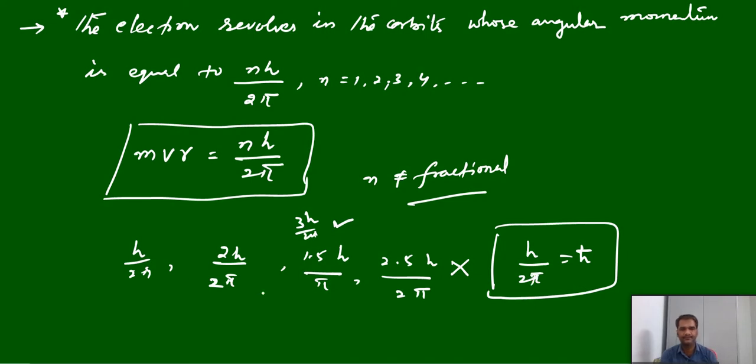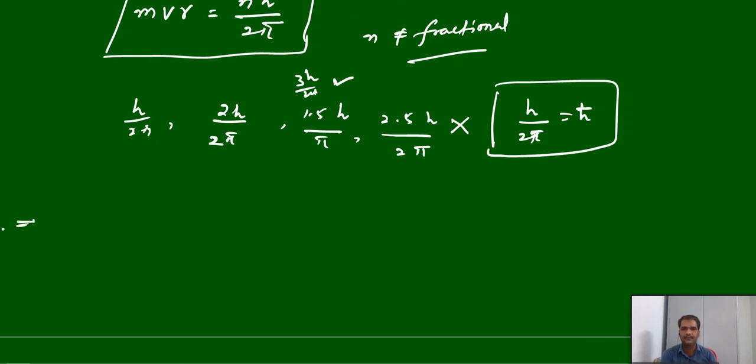Can you scroll up once? The next point: we know that the electron revolves around the nucleus in a particular orbit, and each orbit is associated with a fixed amount of energy. So when the electron revolves in that particular orbit, its energy is always constant. It neither gains nor loses energy. The energy of the electron will not change. That is why the atom is stable.